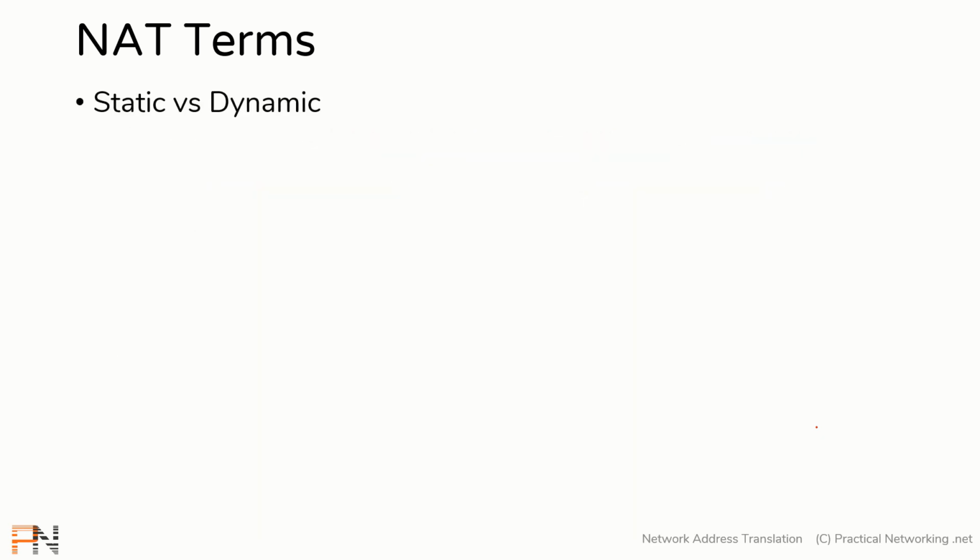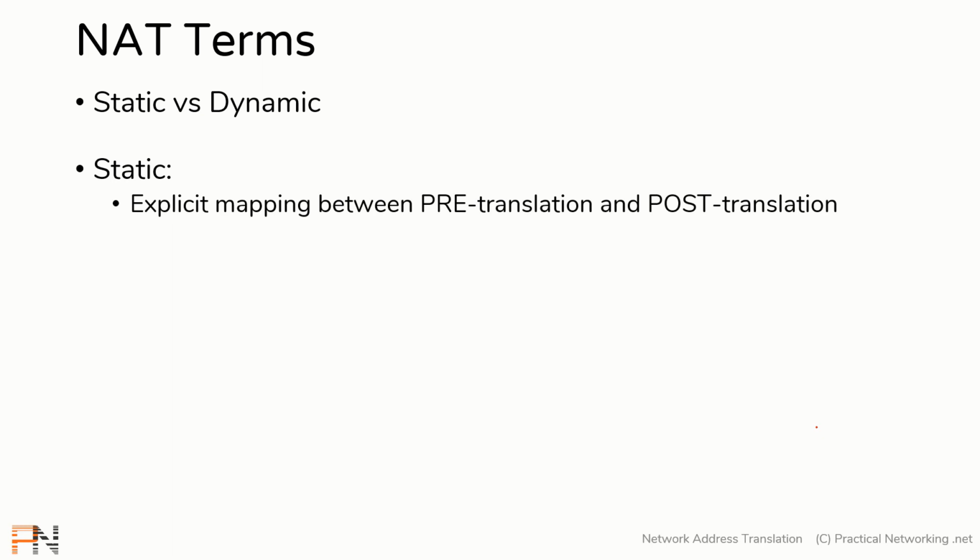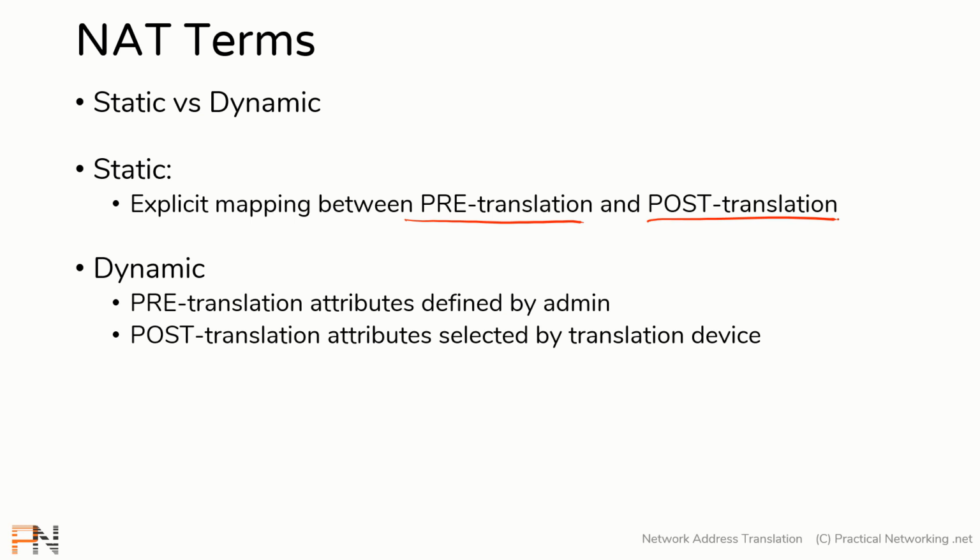Which brings us to the next two terms, static versus dynamic. What I'm going to do is show you the definitions of each and then show you an illustration to explain it. The definition of a static translation is one where the administrator creates an explicit mapping between the pre-translation attributes and the post-translation attributes. By comparison, the definition of a dynamic translation is one where the pre-translation attributes are defined by the administrator, but the post-translation attributes are selected by the translation device.